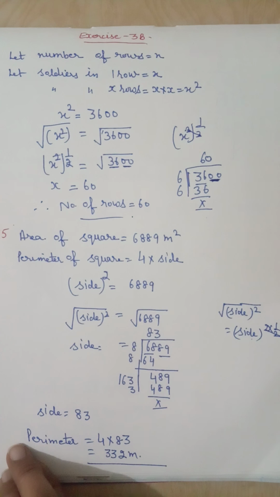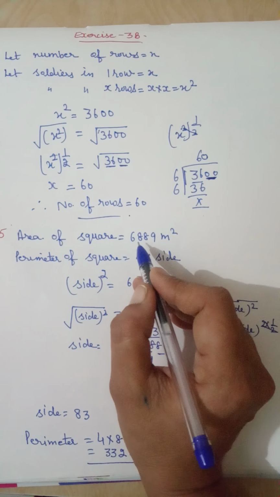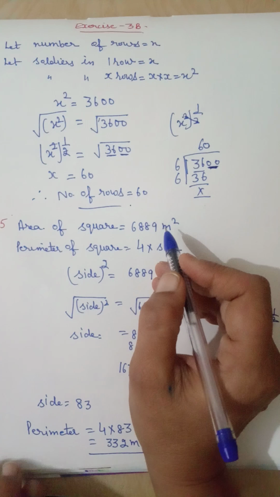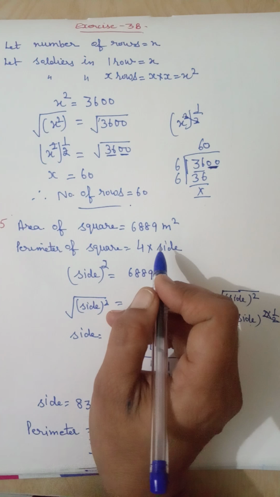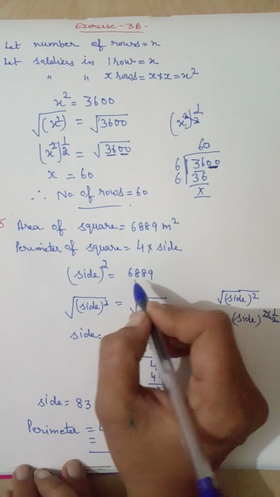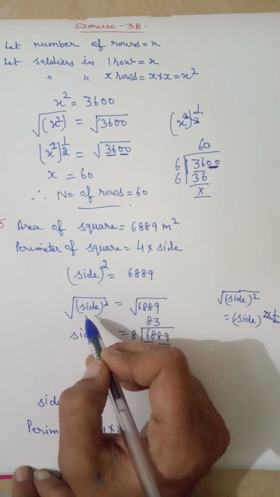Now next question. Find the perimeter of a square whose area is 6889 meter square. Now we know for finding the perimeter we need the side. So firstly we will find the side here. Now area of a square is side square, that is equal to 6889. Now we want to find out the side.